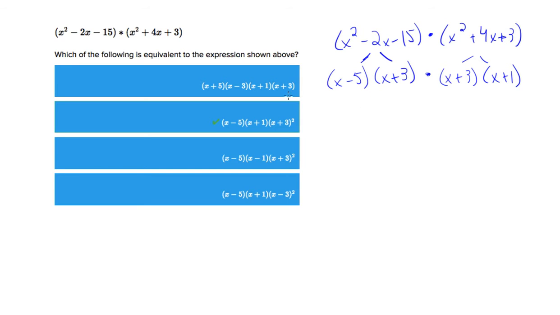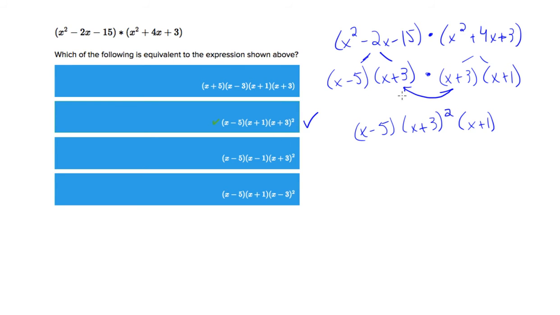Notice in the answer choices, this one's off a little bit by one of the signs, but also notice that when you have two binomials in common, another way to write that, since it's x plus 3 times x plus 3, that's the same as x plus 3 squared. That's what that exponent means there. So that's why this is the correct answer.